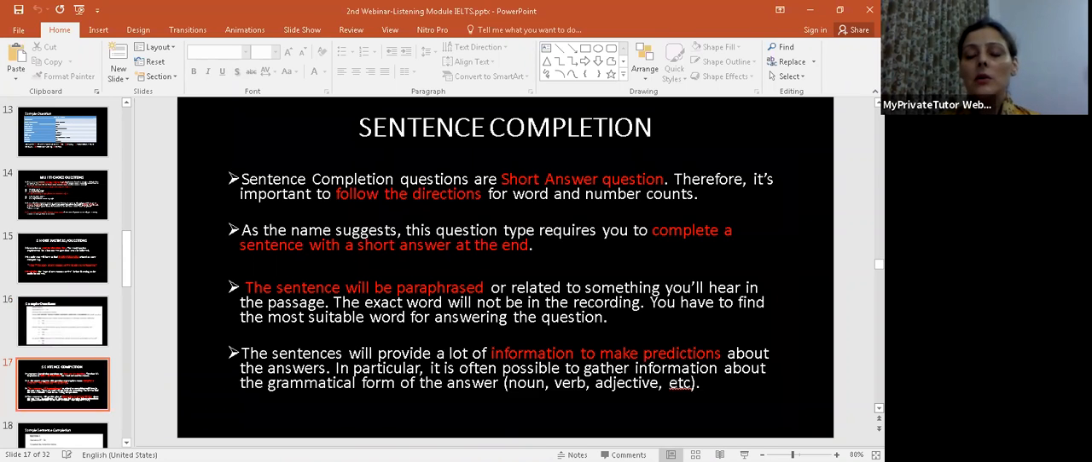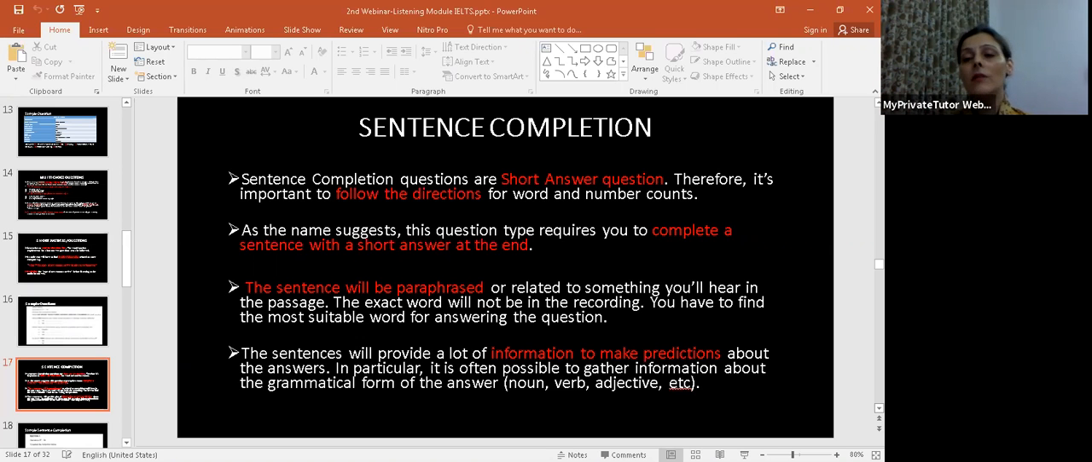Now, maybe there's going to be a question about sentence completion. How are you going to attempt this question? Sentence completion questions are short answer questions. Therefore, it's important to follow the instructions for the word and number counts, whatever the question is asking from you. As the name suggests, this question type requires you to complete a sentence with a short answer at the end. There's going to be a blank at the end of the sentence. You have to listen to the audio and then answer the question.